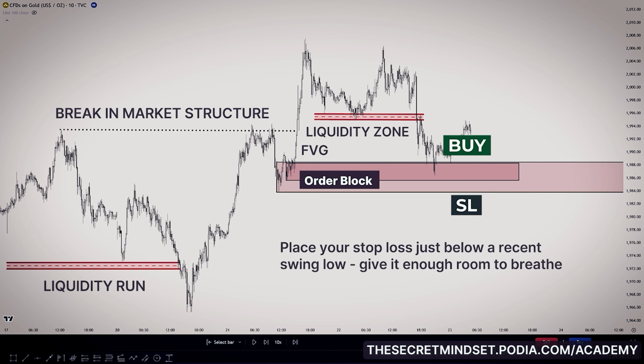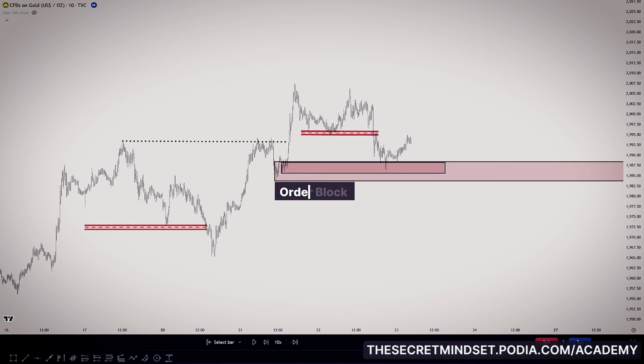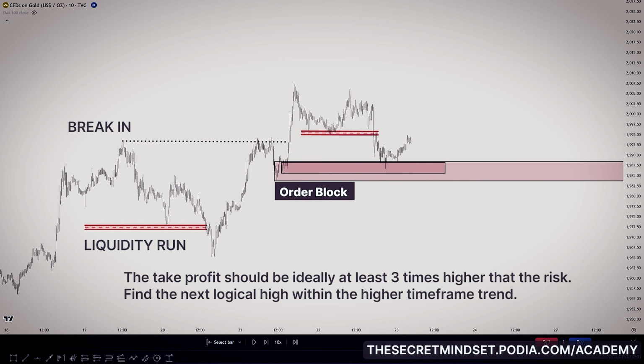Don't try to be too precise with your stop. Your take profit should be ideally at least 3 times higher than your risk. But don't just pick a random number. Look at the chart and find the next logical high point within the higher time frame trend. And consider using multiple take profit levels. You could close half your position at your first target, then let the rest run to a higher target.